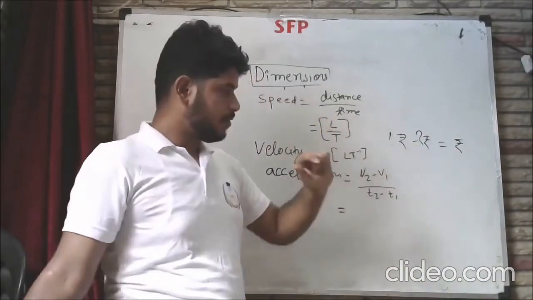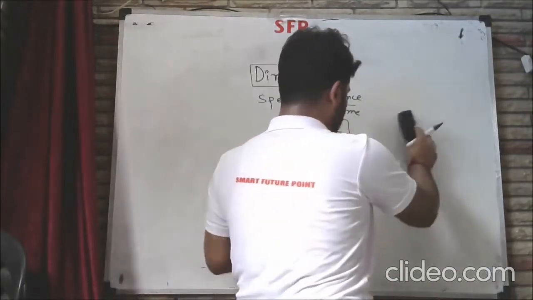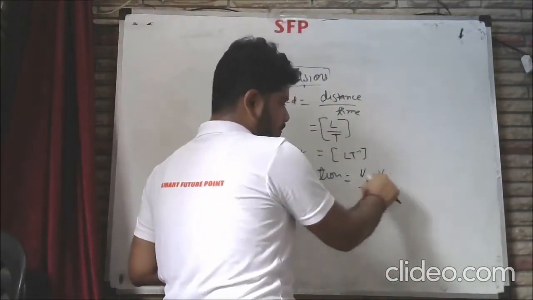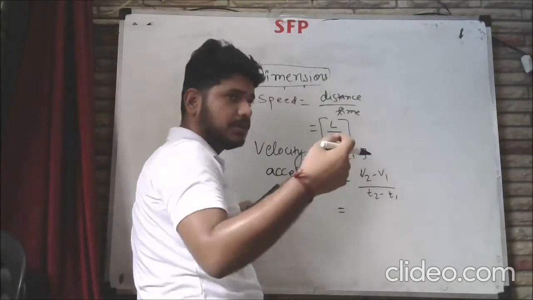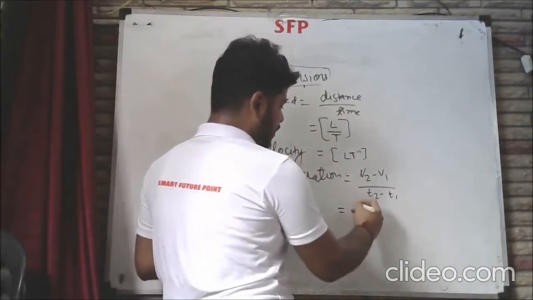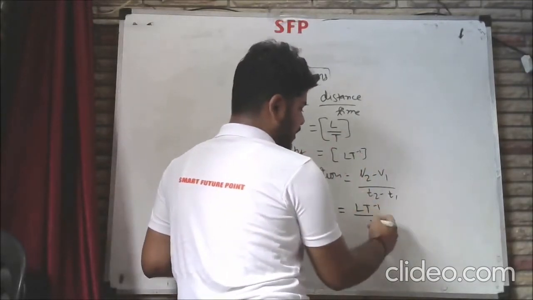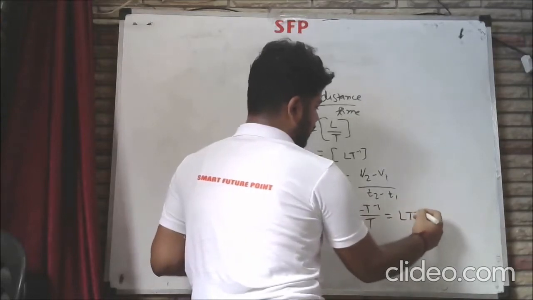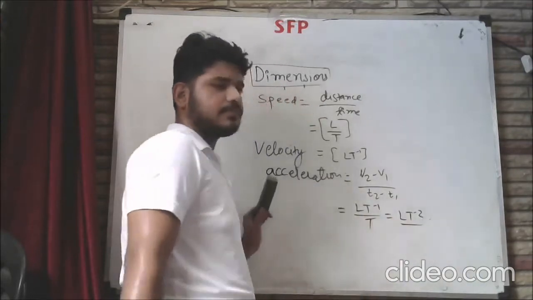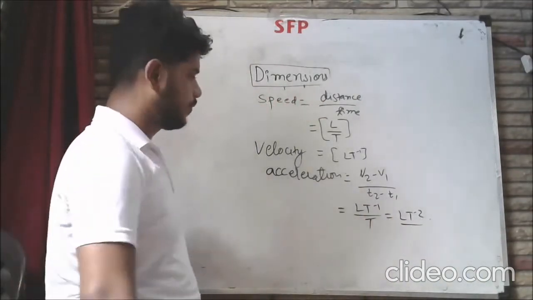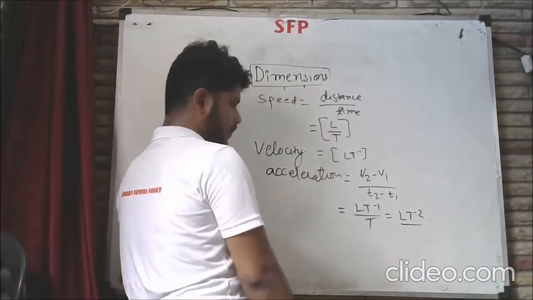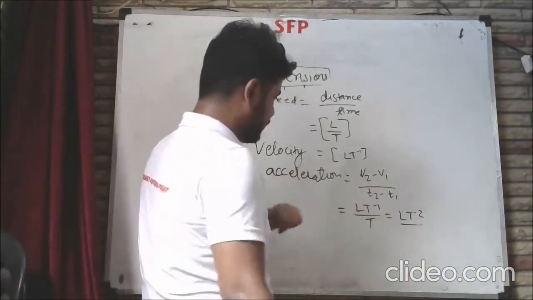Fine. So if we take velocity minus velocity, it will be nothing but velocity, and the dimension of velocity is LT minus 1. This is again divided by time, so it is LT minus 2. Fine. I hope you have found the correct answer.